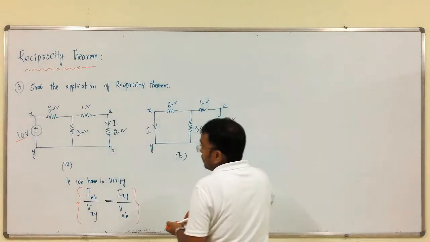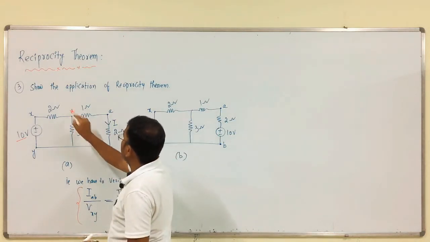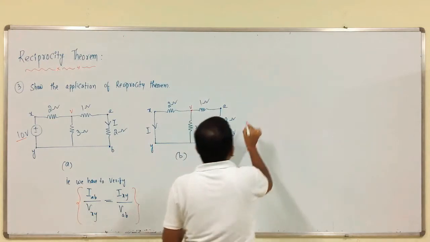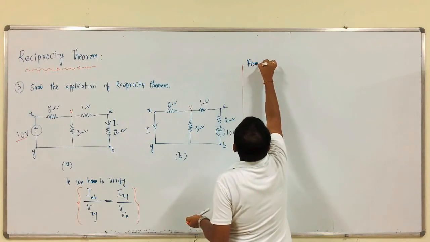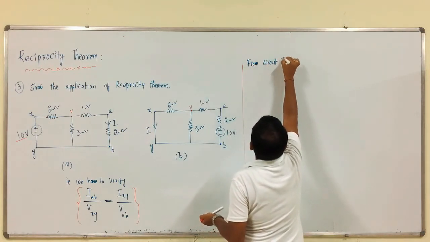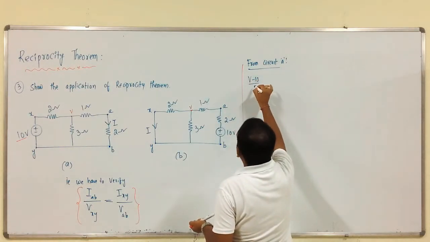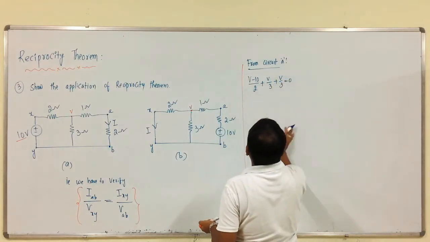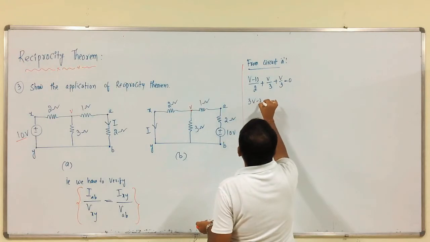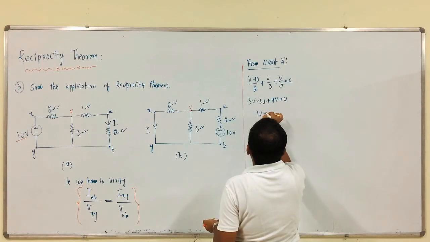Then, so we have to calculate the current through this, that is it, right? This is V, like this is V. Simple. From circuit A, (V minus 10) by 2 plus V by 3 plus V by 3 is equal to 0. From this, 3V minus 30 plus 2V plus 2V, 4V, is equal to 0. 7V is equal to 30, V is equal to 30 by 7.